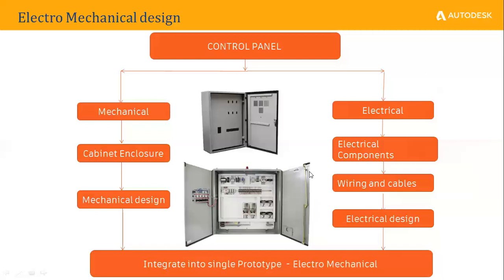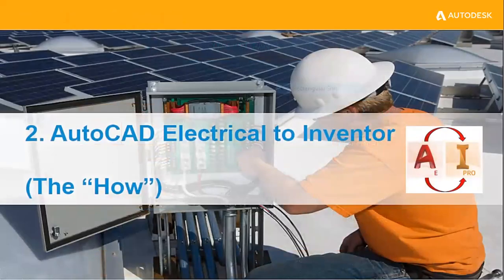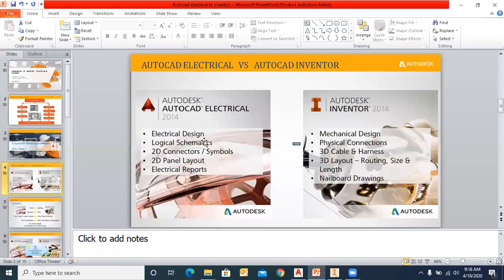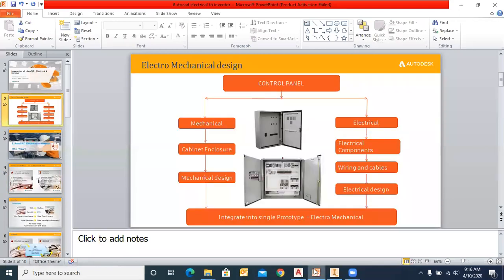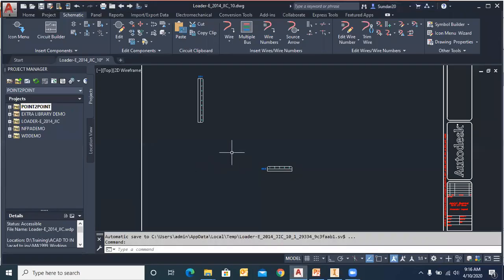Now let us see how we can take our data from electrical to Inventor and vice versa. Before that, I want to give you some insights about AutoCAD Electrical, how it looks, and what are all the things present inside your AutoCAD Electrical. Then we will move to this conversion. So let's jump into the electrical software.